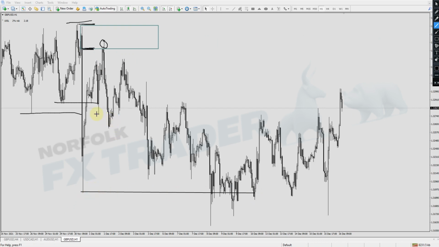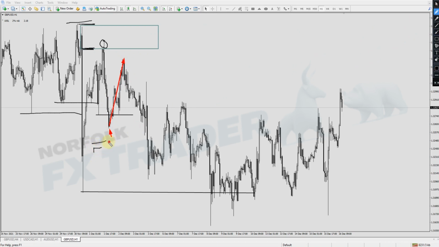Our first target is going to be where we see the move push up into this area of supply. This became my first profit target. And look what happens when price breaks through with one candle. We see a push higher. That's why it's important that you understand what this first resistance area and first support area are.